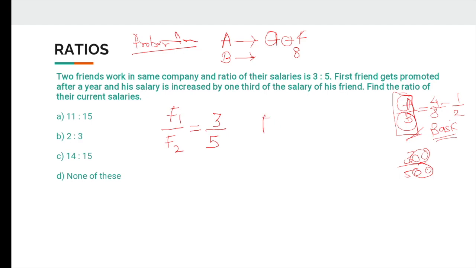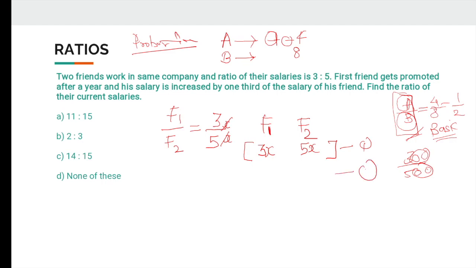So whatever these zeros or multiples are, that is known as the proportion. I am going to write it in another way: friend 1, friend 2. Can I write x over here, x over here, and x will get cancelled out? So what proportion will I get? 3/5. So friend 1 has a salary of 3x and friend 2 has a salary of 5x. No issue. Now we read the second part of the question: the first friend gets promoted after a year.